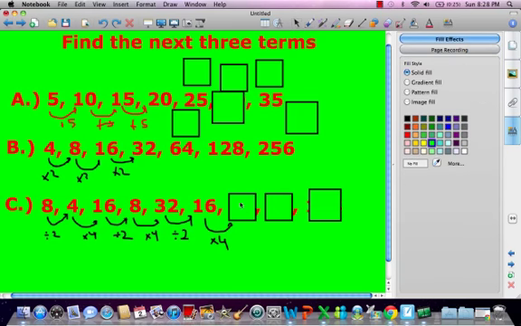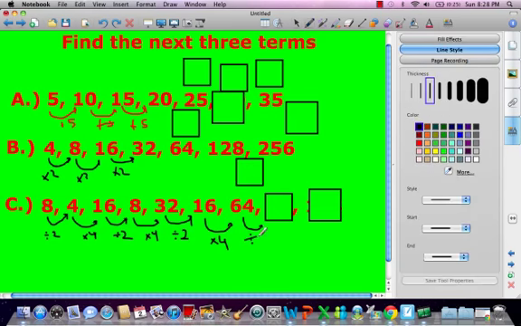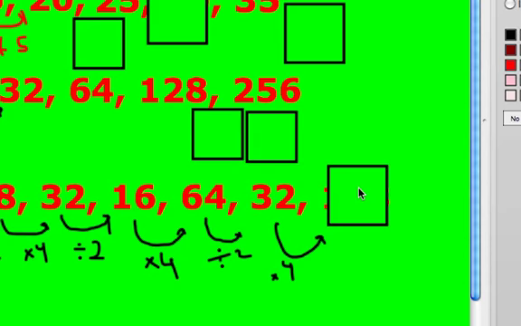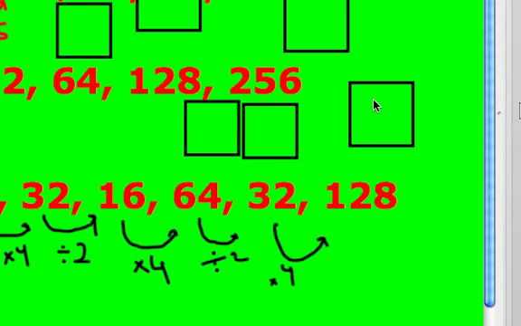16 times 4 is 64. 64 divided by 2 is 32. And then the last one, 32 times 4 would be 128. And just make sure you notice I continued to draw these little arrows here each time. Otherwise, you'll lose track.